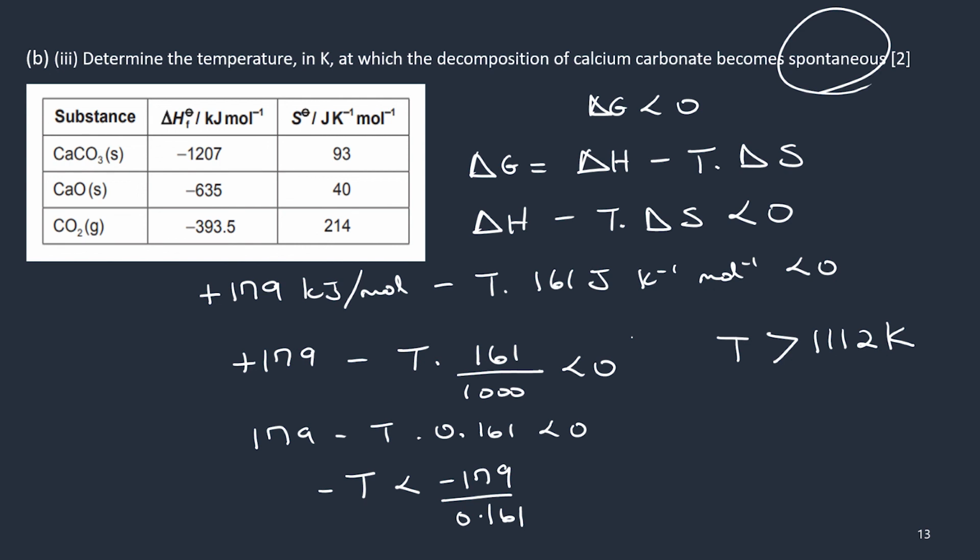And when you actually sit and think about this logically, you know that calcium carbonate is very stable in the lab. And so it makes sense that you'll need a really high temperature because 1,102 Kelvin is a significantly high temperature for the decomposition of calcium carbonate to occur spontaneously without any input of energy.